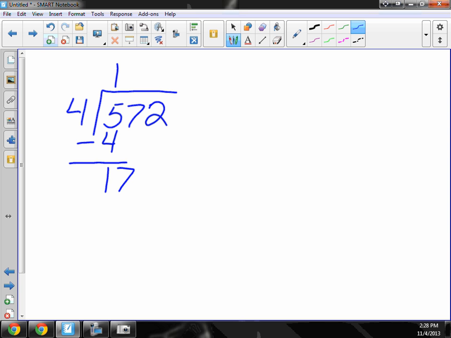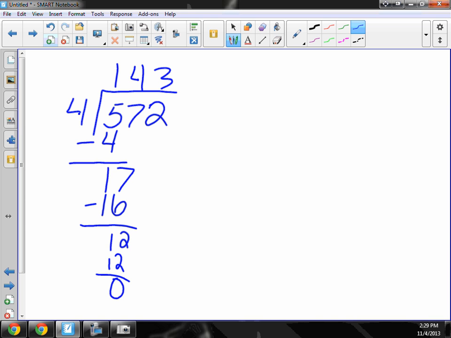So how many times does 4 go into 17? 4 times. Now what? 4 times 4 is 16. Draw the line. Change the sign. 17 minus 16 is 1. Bring down the 2. 4 times what is 12? 3. 3 times 4 is 12.